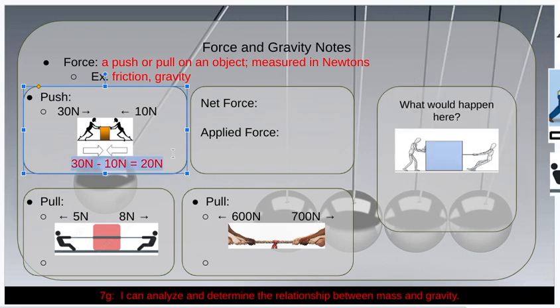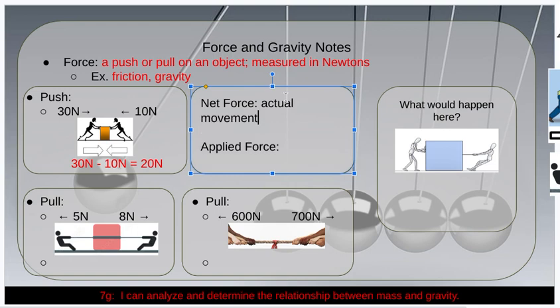Make that red so we can tell. And there's a format painter that, if you want to go ahead and make a couple of these red, you can. That may make it easier for you next time, or as you're typing. So net force is the actual force, the actual movement, and applied force is the force that's acting on the object.